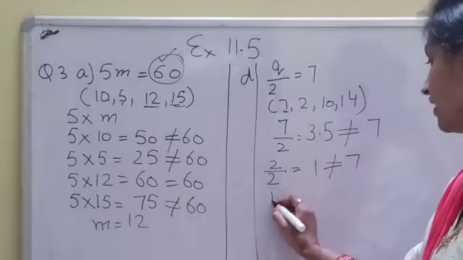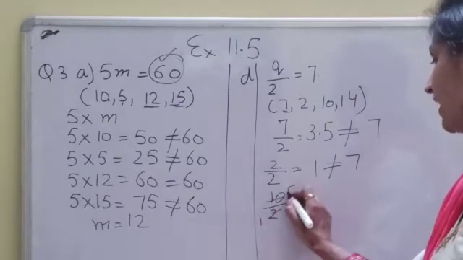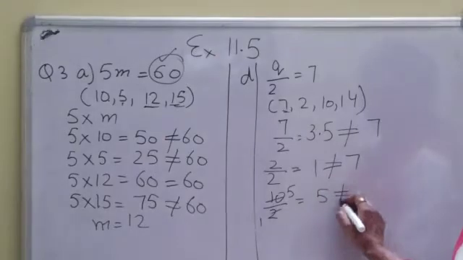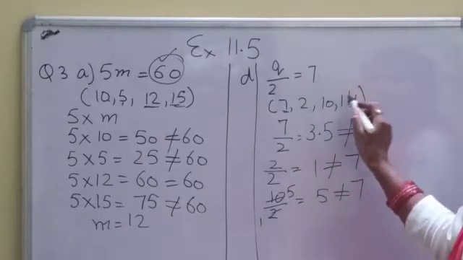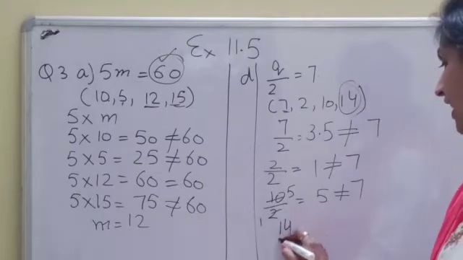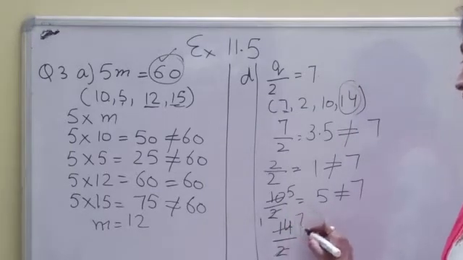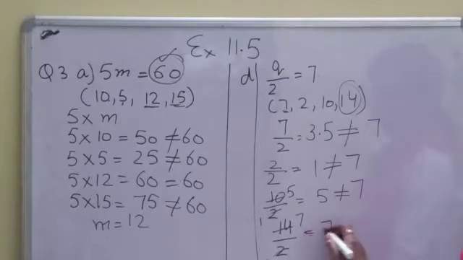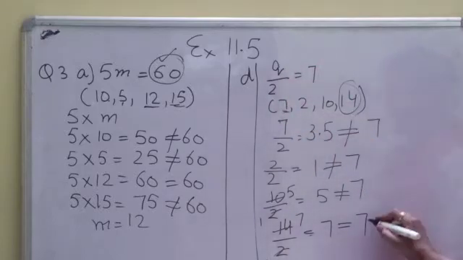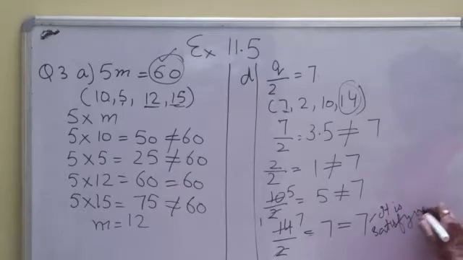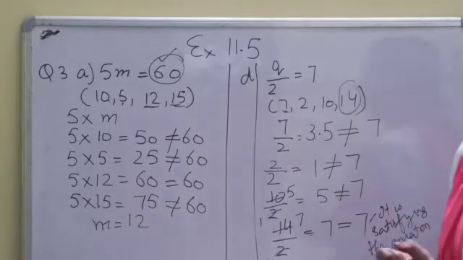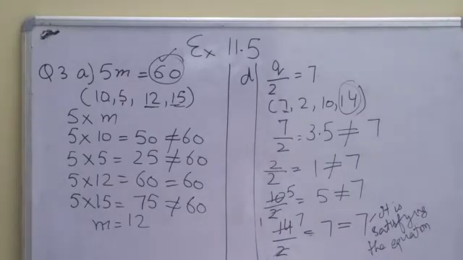If we put 10, so 10 by 2, 2 fives are 10. Again 5 is not equal to the other side, 7. If we put 14, so 14 by 2, 2 ones are 2, 2 sevens are 14. So 7 is equal to the other side 7. Now both the sides are equal, which means it is satisfying the equation. This will become our answer for the equation. So this way you can do your question number 2 easily.